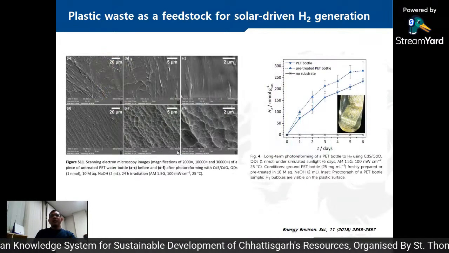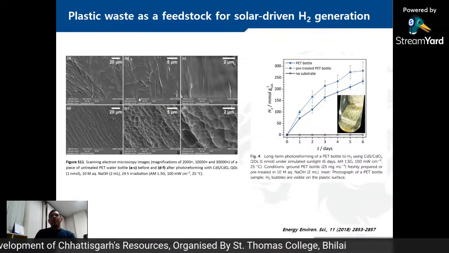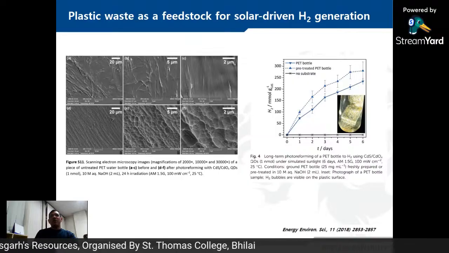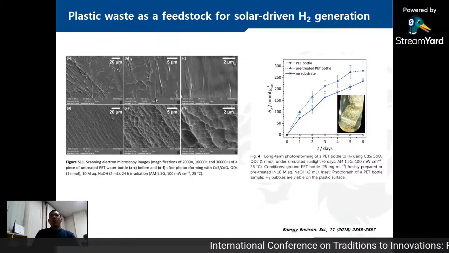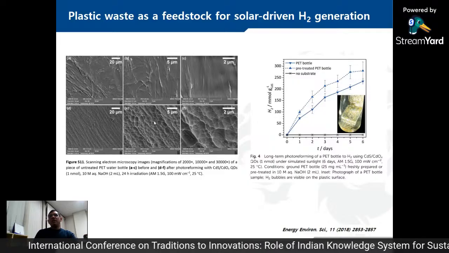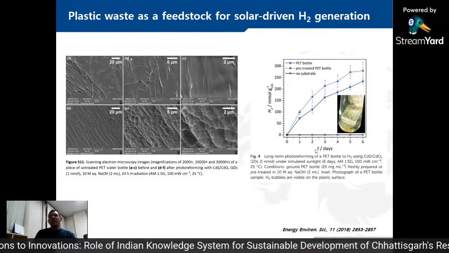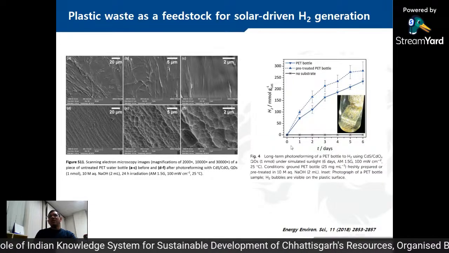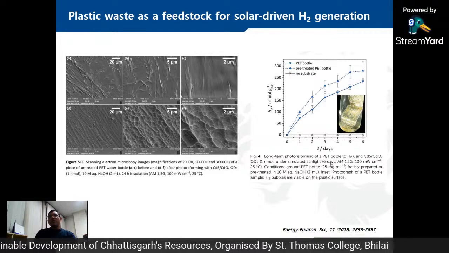This is the SEM image, the scanning electron image, of the PVC pipe or PET bottle, and over this PET bottle there are cadmium sulfide quantum dots, small quantum dots deposited over it. And this is the long-term photocatalytic hydrogen evolution. You can see with respect to days, it can generate hydrogen until 6 days over the surface.